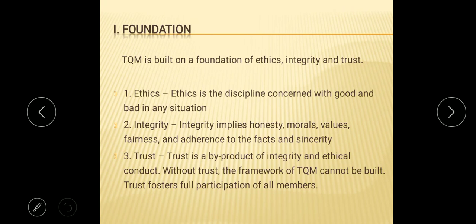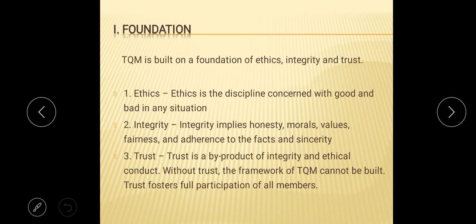Now first of all we'll get foundation. So TQM is built on a foundation of ethics, integrity, and trust. It fosters openness, fairness, and sincerity and allows involvement by everyone. This is the key to unlocking the ultimate potential of TQM. These three elements move together. However, each element offers something different to the TQM concept.